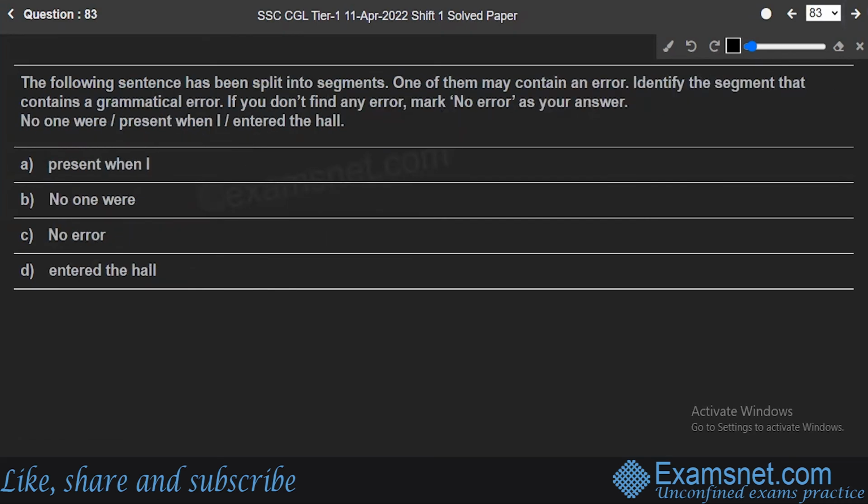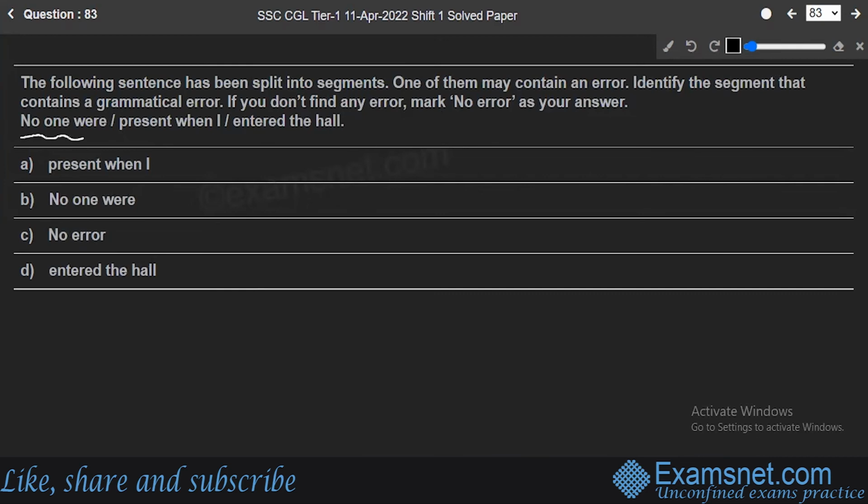Next is question number 83. The following sentence has been split into segments, same thing, and you have to find the erroneous part. No error if you don't find any error. Let's read it. It says, "No one were present when I entered the hall." So what do you think is wrong? See, when I was reading it, I think you were also sure that this sentence is grammatically incorrect. What is the erroneous part in this sentence?